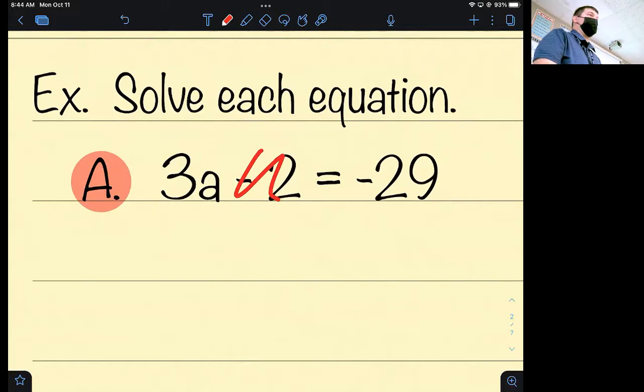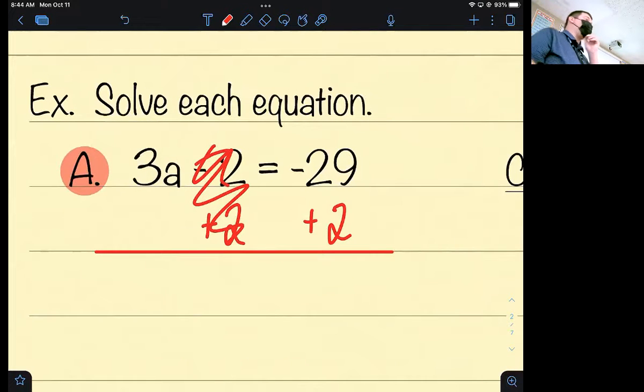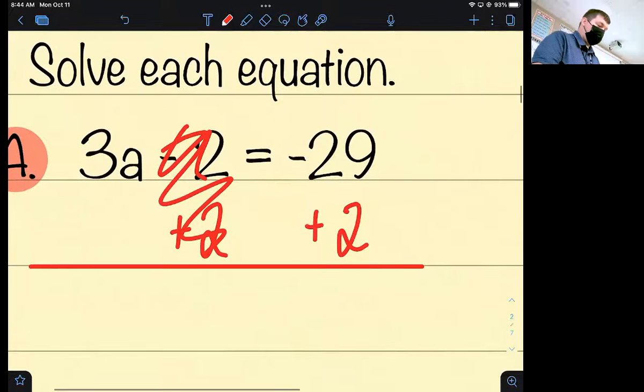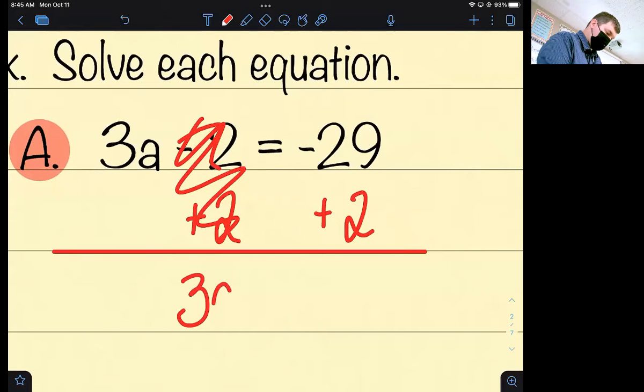What will get rid of a negative 2? A plus 2, positive 2, okay. So on both sides of the equation, I want you to put a plus 2. Now we're still on our work papers writing down the original equation, and then we're showing our steps here. So now instead of having 3 lines of steps, we're going to have 5 lines of steps. And I know you're thinking, oh my gosh, that's so much. You're just showing your work is all. What do negative 29 and positive 2 make? Thomas? That's right. So 3a equals negative 27.